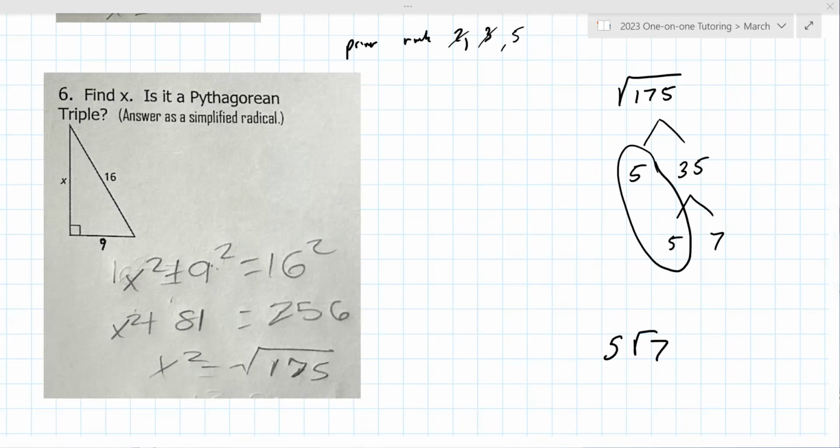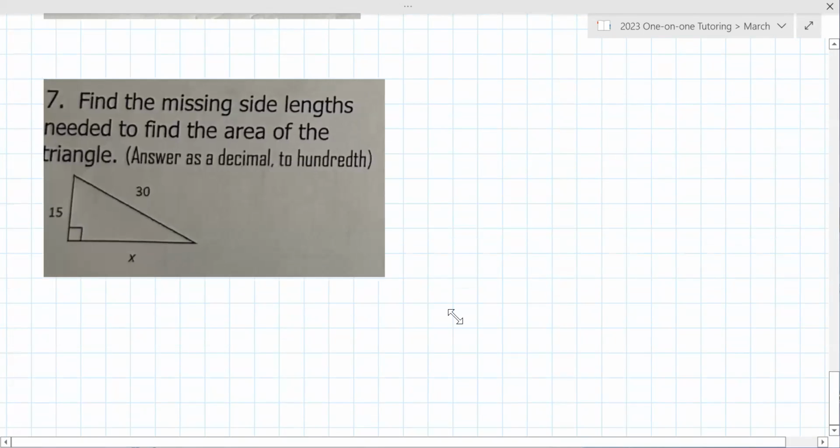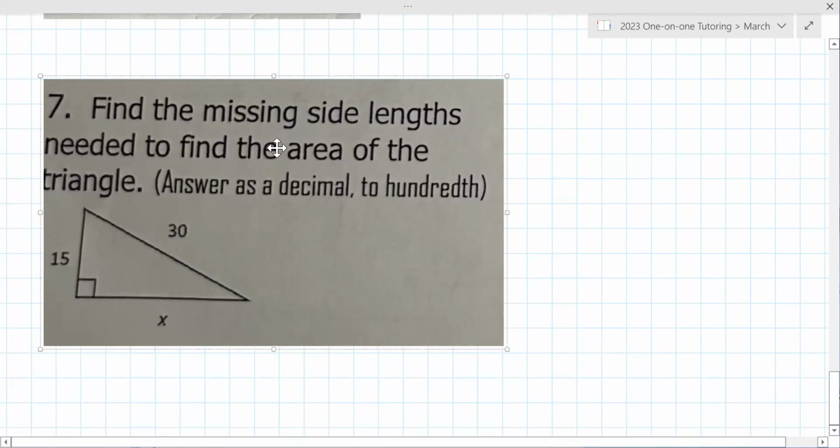Any questions on that? Because 7, 8, 9 kind of moved to different types of problems. No, no questions yet. Great. Okay, find the missing side lengths needed to find the area of the triangle. Answer as a decimal to hundredths. So whenever you see rounding, you don't have to do the whole radical reducing stuff. That's only needed when it says to find the simplified radical. But here we're trying to find the area.